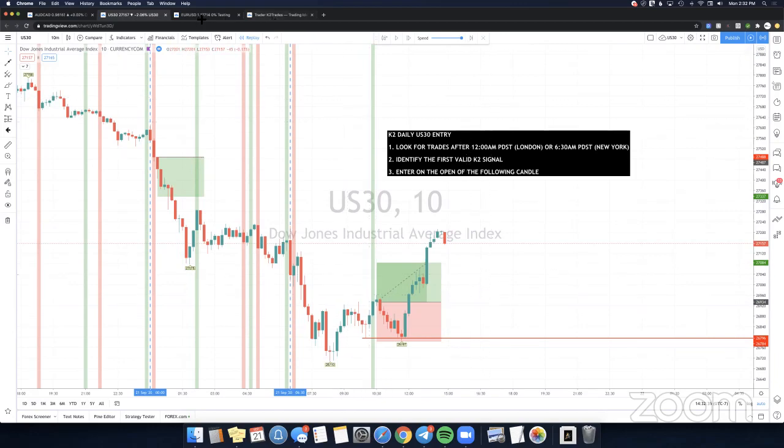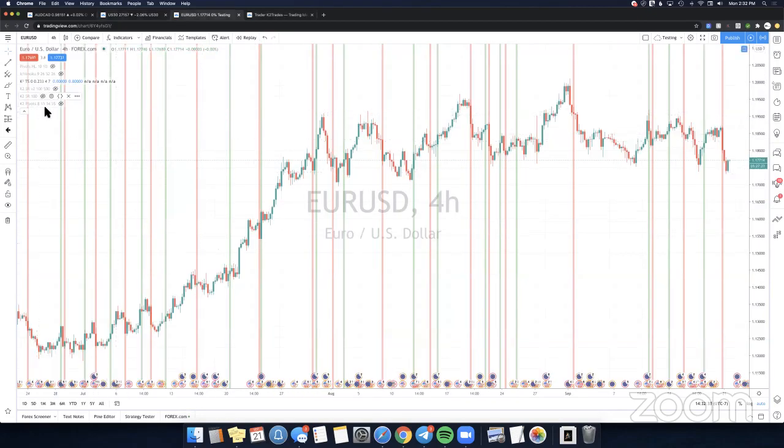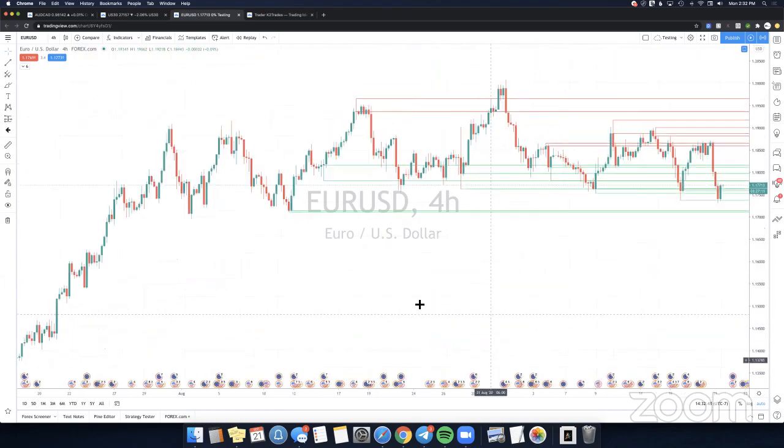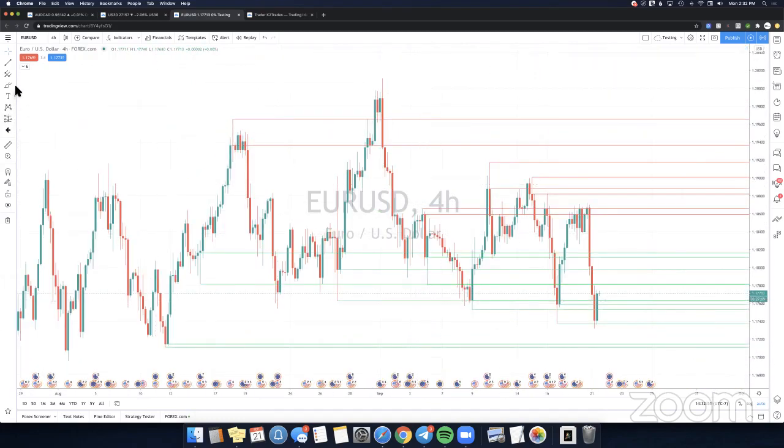Okay. Yeah, but let's pull up US 30. I mean your USD. So I'm going to show you the way that this works. Basically, the first thing I do is I go and I mark up the zones. So let me mark this up real quick.